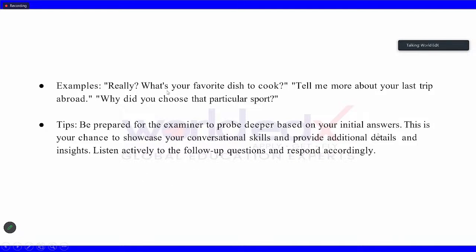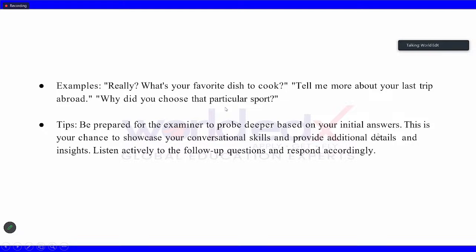So, for example, the examiner can ask you if he likes your answer. So he'll cross question you again. Really, what's your favorite dish to cook? Tell me more about your last trip abroad. Why did you choose that particular sport? So make sure that the examiner converses with you a lot.